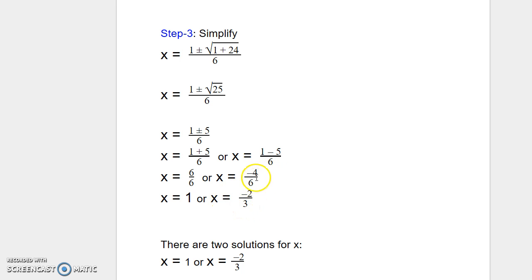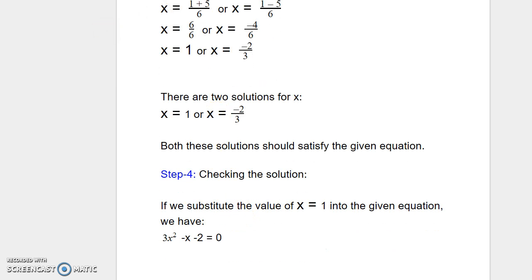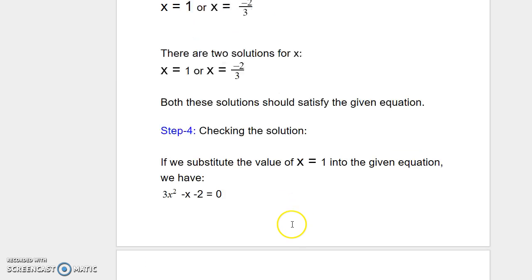So when we simplify it some more, 4 and 6 are multiples of 2. So 2 times 2 is 4, and 2 times 3 is 6, with a negative sign. So the two solutions we have are x equals 1 and x equals -2/3. Both these solutions should satisfy the given equation. So let us check our solutions.